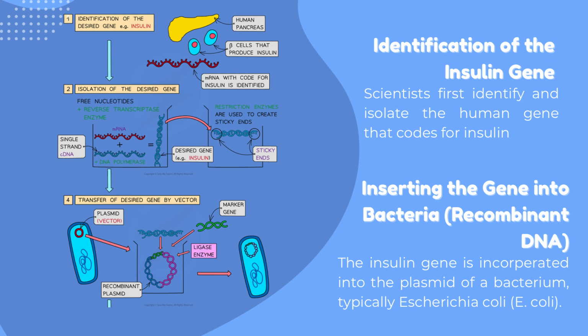Recombinant plasmid is then introduced into a viable bacteria, typically known as E. coli, through a process called transformation. This can be done through heat shock or electroporation, which temporarily creates pores in the bacteria membrane, allowing the plasmid to enter the cells. The bacteria then incorporates the recombinant plasmid and begins to express the insulin gene.